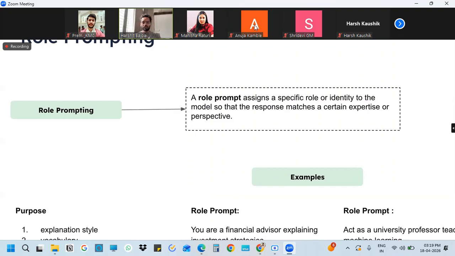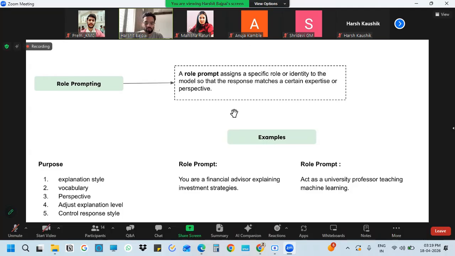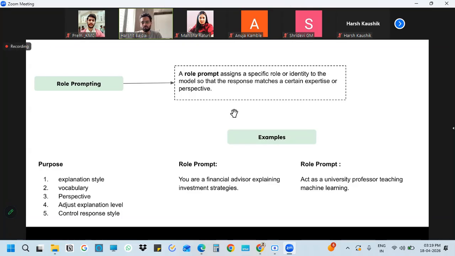You are assigning a different role that you can give a system, such as a helpful assistant. The role that you are providing is, act as a university professor teaching machine learning, or act as a university machine learning teaching assistant, something of that sort. Role works on different things: the explanation style, vocabulary, perspective, and explanation level, such as explaining it to a 10-year-old kid versus a 3-year-old kid, etc.